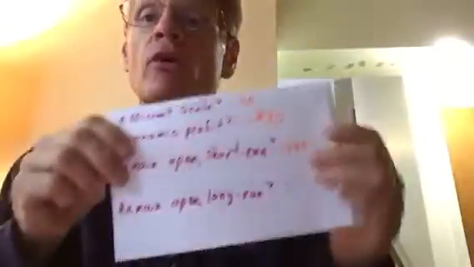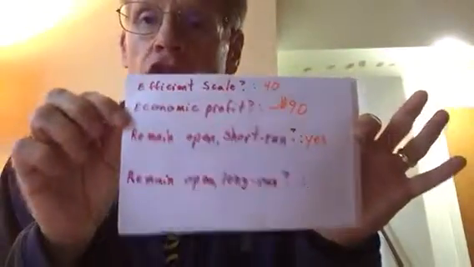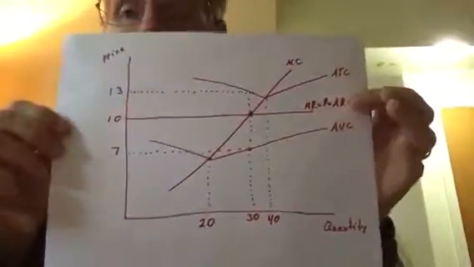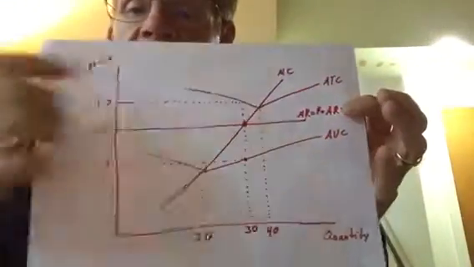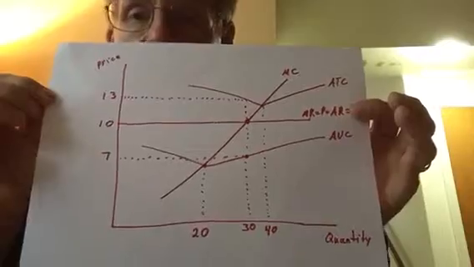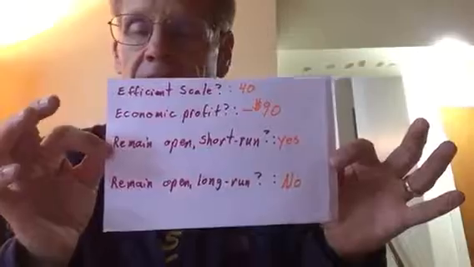And finally, remain open in the long run. Should they remain open in the long run? Well, in the long run, if they're not going to beat ATC, they're a permanent loser. That big L is tattooed right to their forehead. I'm afraid in the long run, the answer is no. They should leave.